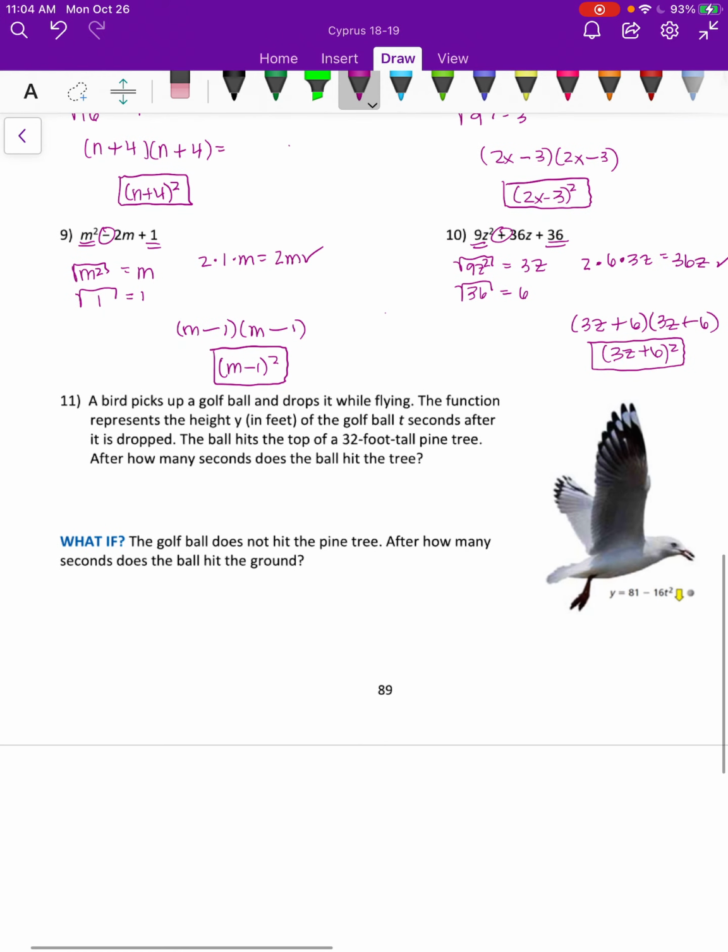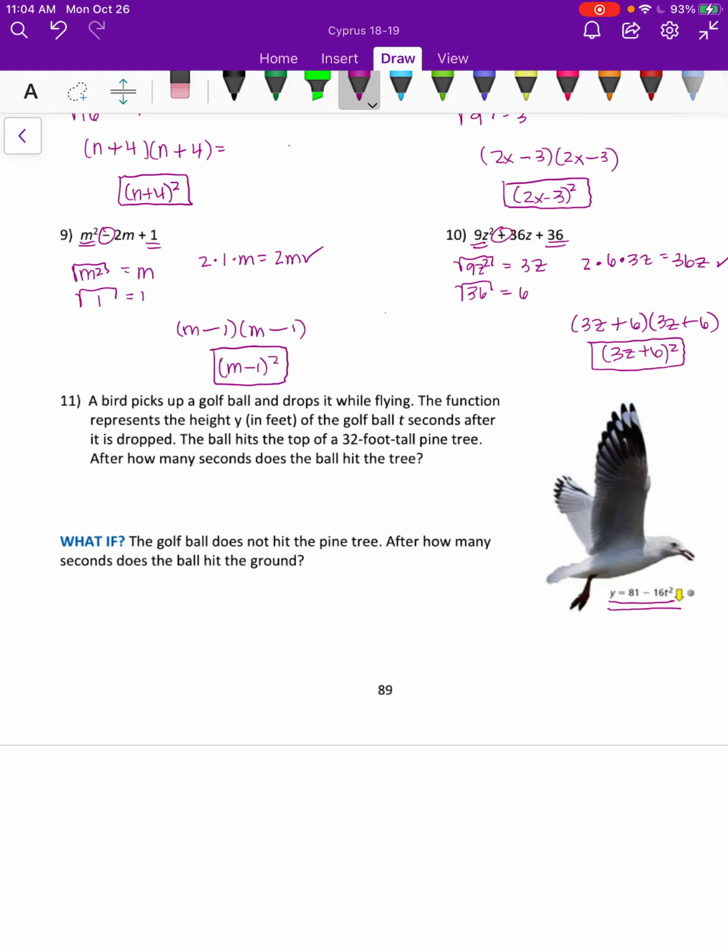Okay, last one we have a word problem. So number 11 says a bird picks up a golf ball and drops it while flying. The function represents the height y in feet of the golf ball t seconds after it is dropped. The function they're talking about is actually underneath the bird here. That's the equation we have. The ball hits the top of a 32-foot tall pine tree. After how many seconds does the ball hit the tree?